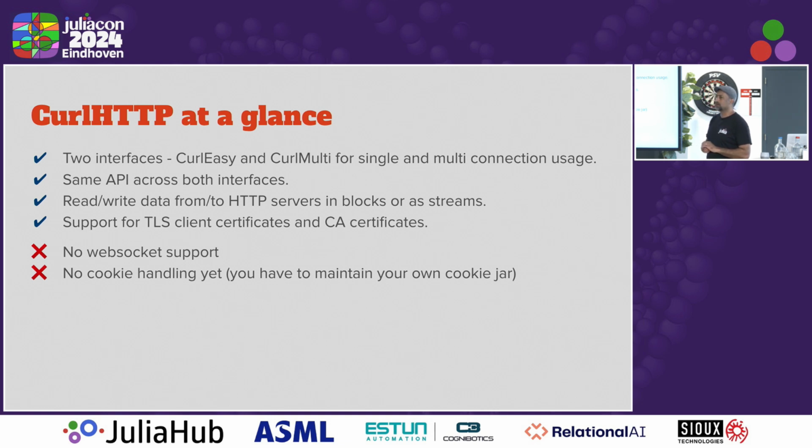We have the same API across both interfaces. So once you initialize your object as a Curl Easy or Curl Multi, you then no longer have to think about which one you're using. You can just call all the same methods, and we use multiple dispatch to figure out what to call.